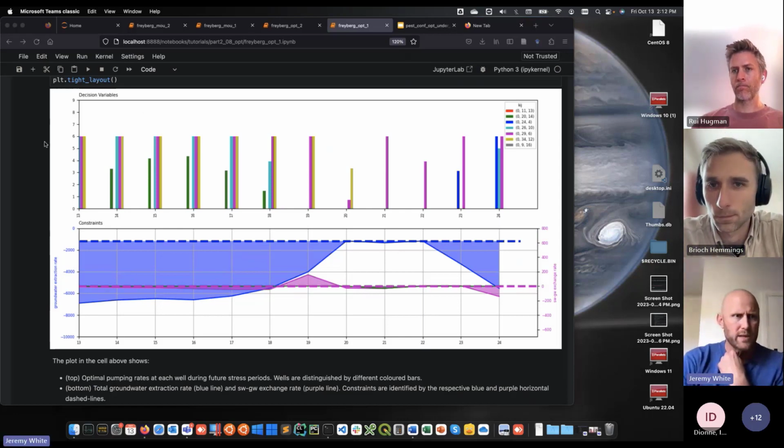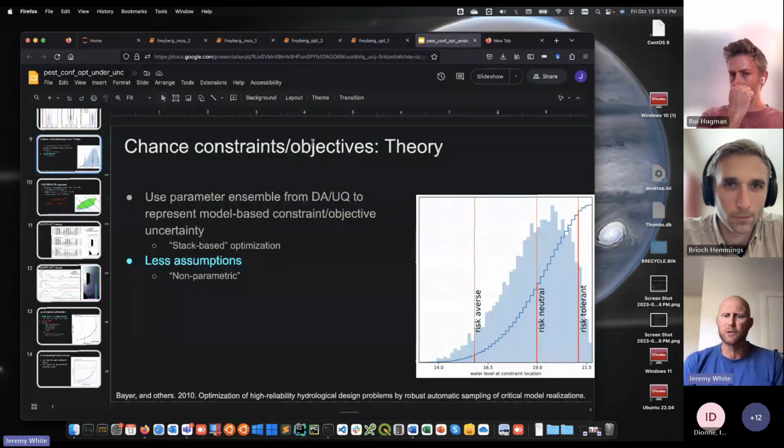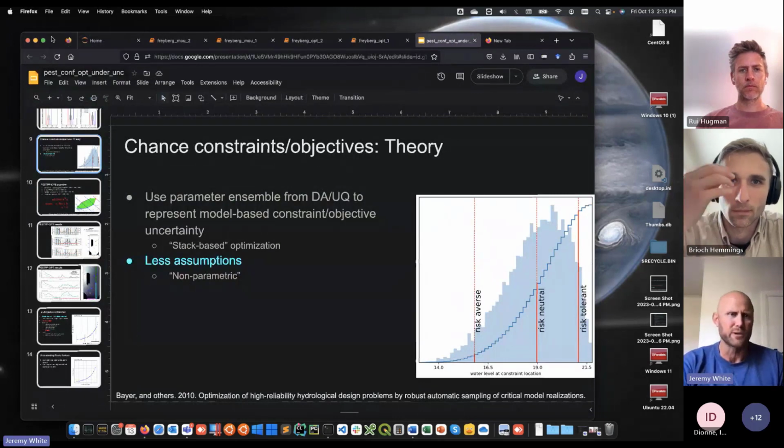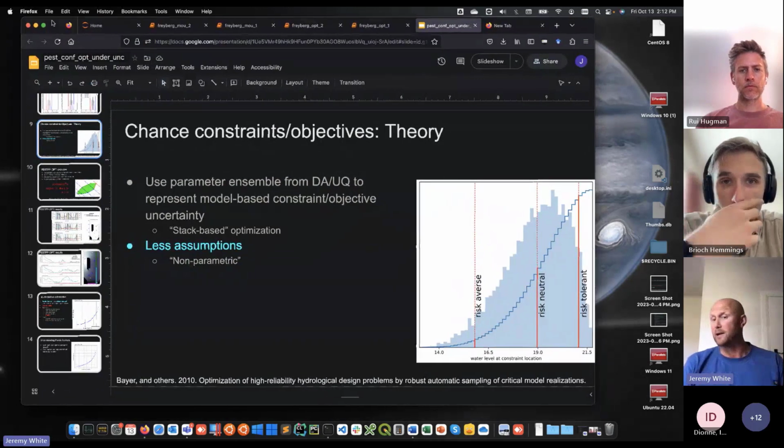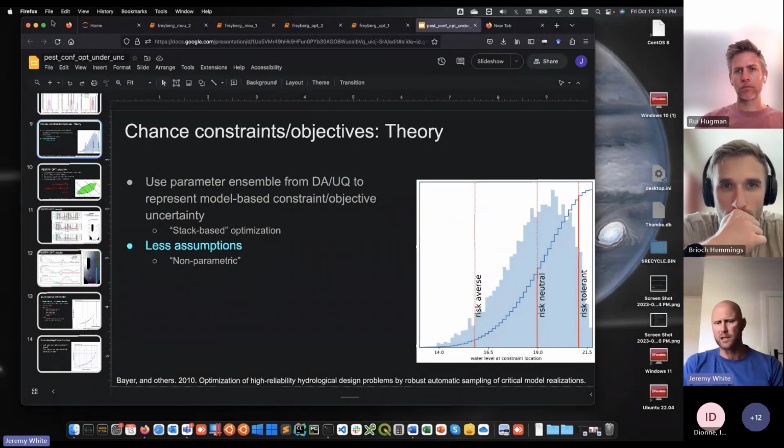Sweet. So that is standard deterministic optimization. But then you should be asking yourself, well, what was the point of all of that uncertainty analysis, right? Why did we go through and do all this ensemble business if we're just going to disregard that when we start to do our advanced scenario testing? Say, well, we can bring the ensemble into the optimization problem through this idea of chance constraints and chance objectives.